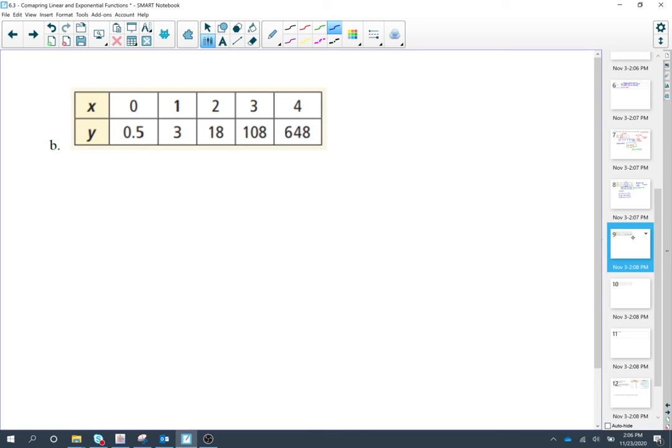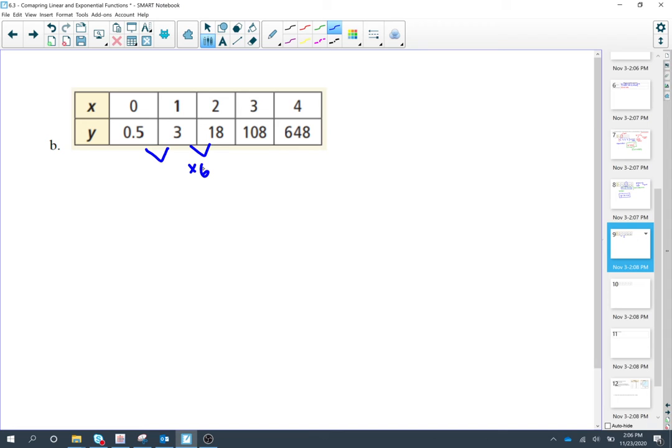Letter B, same idea. 0, 1, 2, 3, 4. That's all going up by 1, so the next thing I'm looking at is my y values. First thing I'm looking at is 0.5 to 3, and off the top of my head, I have no idea. So then I'm looking at 3 to 18, and I'm going, okay, well, I do know that one is multiplied by 6.